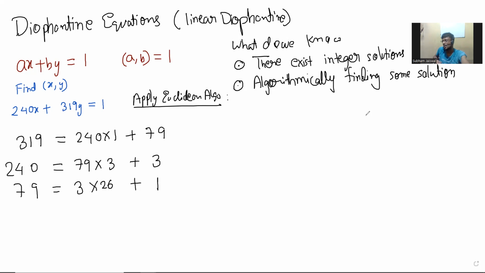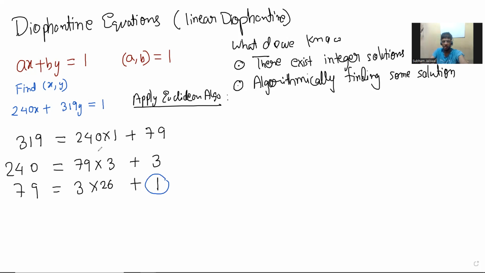You guys have forgotten, no problem. It's good that you forget, then you have to think. How do you extract 319 times something and 240 times something to get one? You have three equations, and 319 and 240 appear. No ideas? Okay, so let's see.